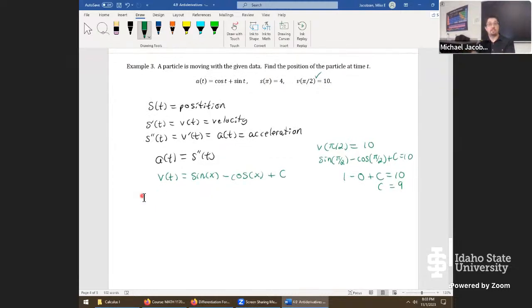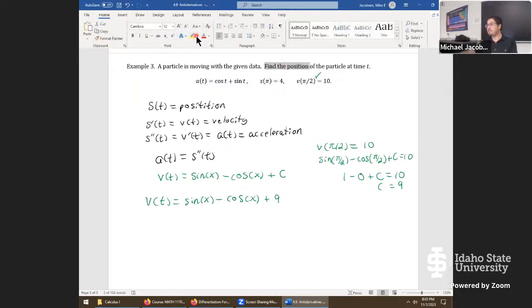So we now know the velocity of this particle. If we never knew its initial velocity, we could have never solved this exactly. We would have just had infinite different possibilities for the correct velocity. But now we know our velocity is sine x minus cosine x plus 9 is the right thing to put in. Now that we're at velocity, we go and look up the velocity function. It's the derivative of position, and it said find position. So that's going to be our end goal on this thing.